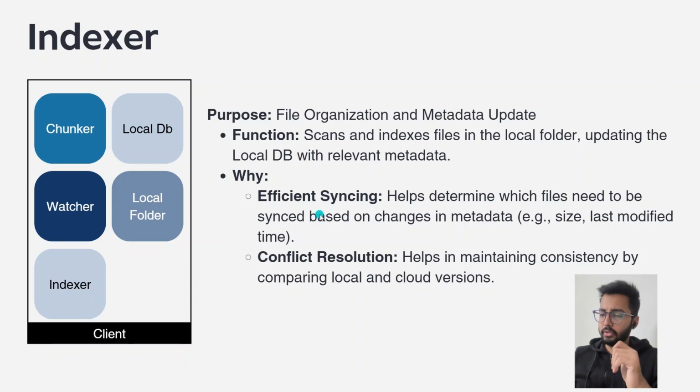Now, why is it used? For efficient syncing, obviously. It helps determine which files need to be synced based on changes in metadata, like size or last modified time. So let's say the last modified time is different locally and on the server. The sync service, which we will be talking about further in the video, would identify the changes between local and server based on the last modification time, which would show there's a change and what the change is. Those changes would then be synced in the database. So for efficient syncing, the indexer is used.